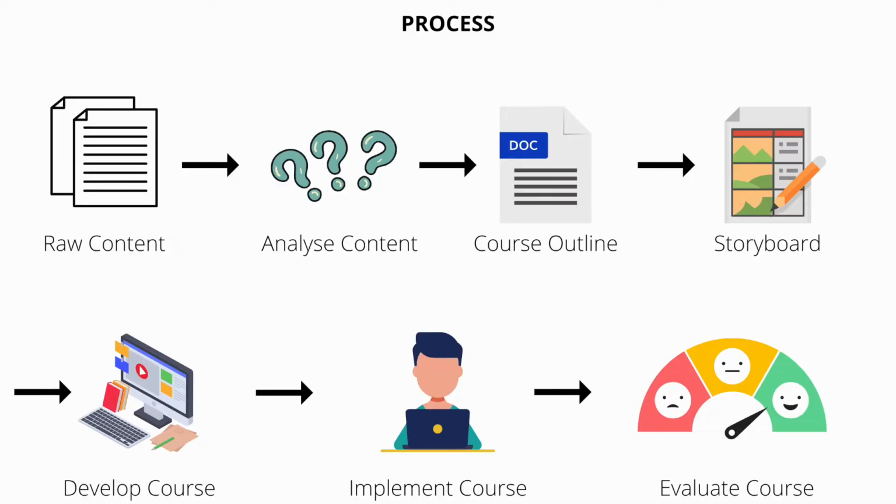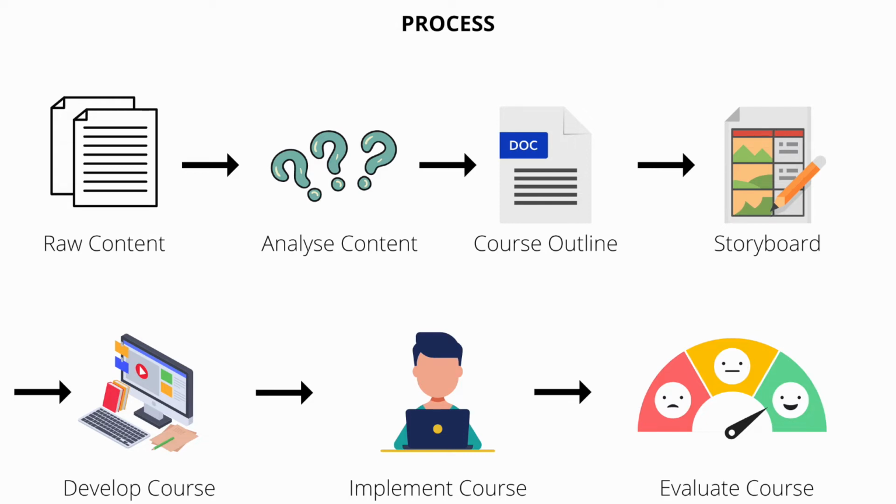The instructional design process can be broken down into 7 simple steps. Step 1 is getting the raw content from the client. Step 2 is analyzing this raw content by asking questions and understanding the goal. Step 3 is creating the content outline. Step 4 is storyboarding the course based on the content outline.